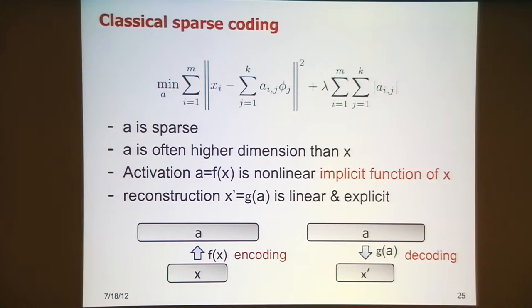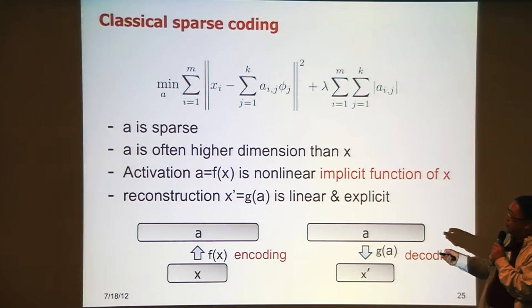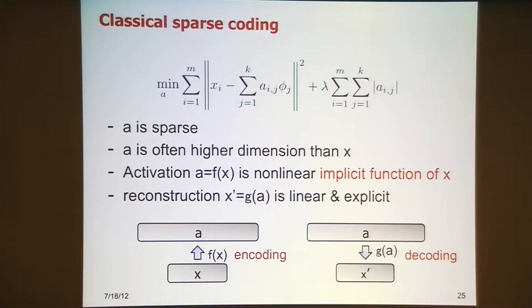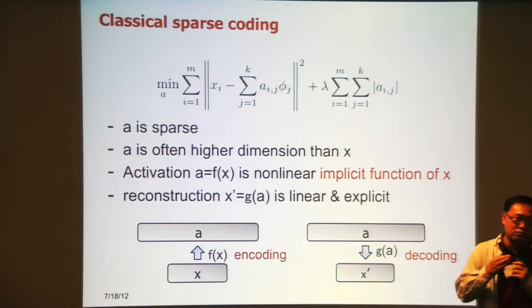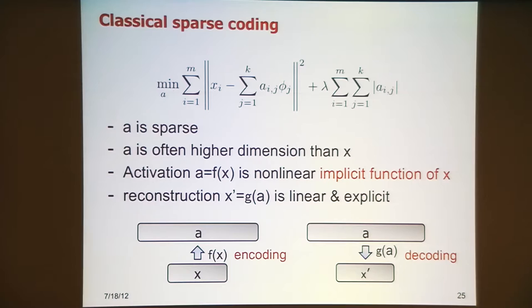First, let's review this classical sparse coding formulation. The sparse coding formulation encourages the coding to be sparse. And the code is often higher dimensional than the original data. You map the data X to a new feature space, which is often higher dimensional but sparse. This mapping function, which is what we call the activation function, from the original signal X to the new feature space, is a nonlinear implicit function of X. Because for every X, by solving this, you can get A, even though you don't know the parametric form or explicit mapping function from X to A, you know there's an implicit nonlinear function mapping X to A.